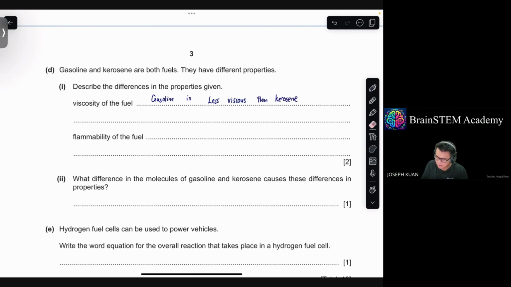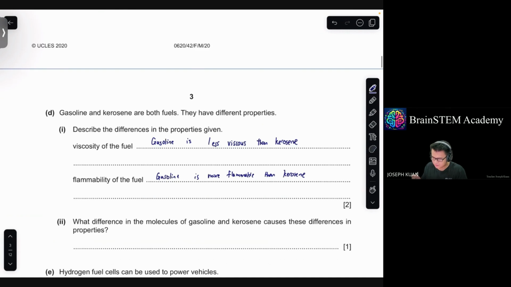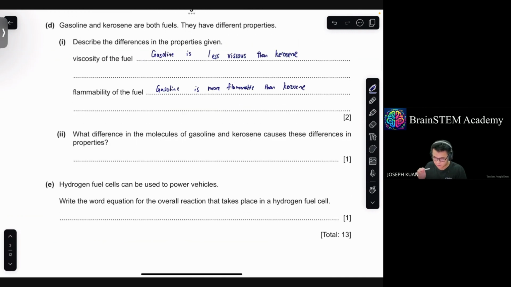In terms of flammability, right? Kerosene is actually less flammable, then gasoline is more flammable. So that's why we don't exactly use the bottom fraction as burning oils, right? As they are very viscous and it's not exactly as flammable as the lighter fractions. All right. Moving on to the next question.